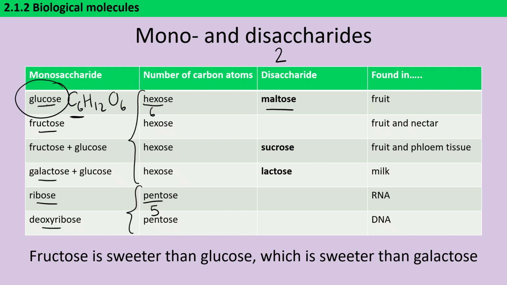And if we carried on bonding those glucoses together, then eventually we could make some starch. Then sucrose, we've said, is largely found in fruit, and this is made up of fructose bonded to glucose. And then finally, we've got lactose, which is the disaccharide that makes milk slightly sweet, and this is made up of glucose together with galactose.